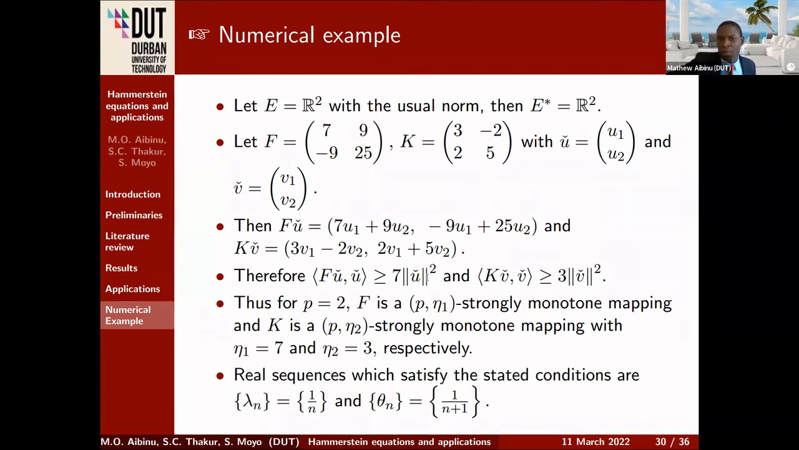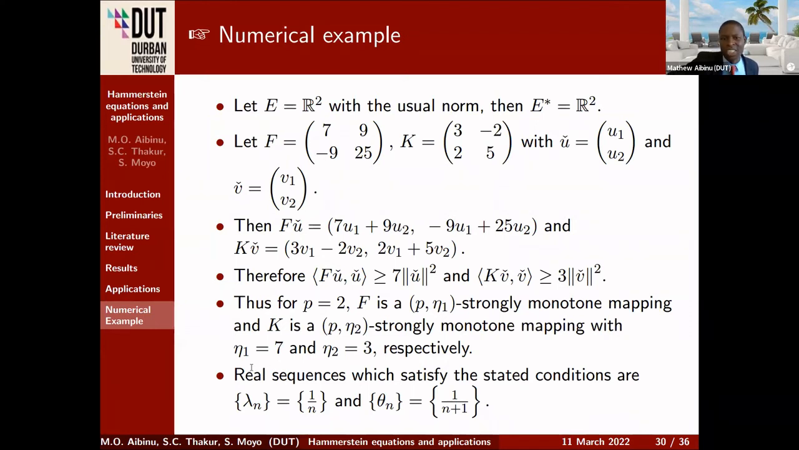From this, we obtain that the duality pairing of Fu bar and u bar is greater than or equal to 7 times the norm squared of u bar. And also the duality pairing of K phi bar and phi bar is greater than or equal to 3 times the norm squared of phi bar. For p equal to 2, that shows that F is a p eta strongly monotone mapping, and K is also a p eta 2 strongly monotone mapping, with eta 1 equal to 7 and eta 2 equal to 3.